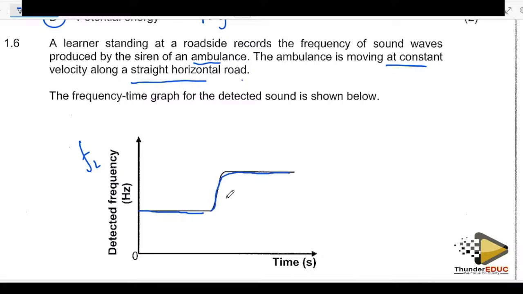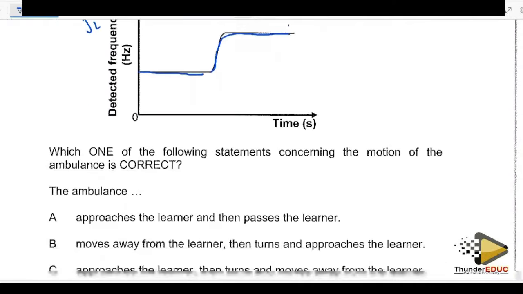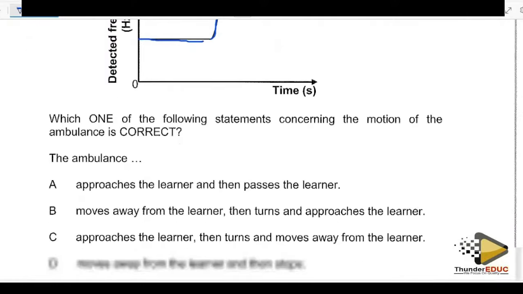What does this tell us? If the frequency of the listener overall increases, it means the ambulance is approaching the learner, or it's moving towards the learner. That is the kind of conclusion you can have. So probably it was moving from a distance and then it comes towards the learner. Which of the following statements concerning the motion of the ambulance is correct?